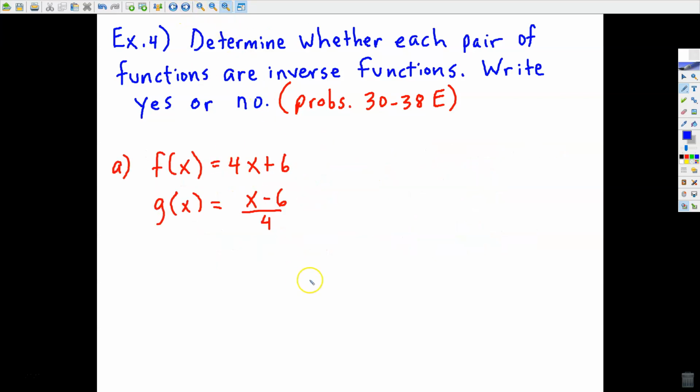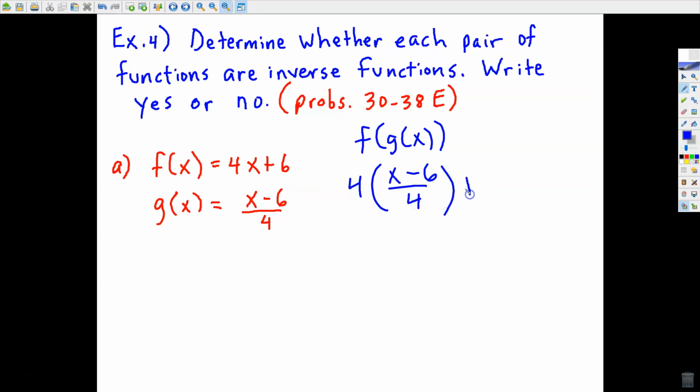So let me show you how that works. The first thing, it really doesn't matter how you start. Let's do f of g of x. So we're going to take the g function, all of it, and put it in for x in the f function. So this is a review of last night's homework. 4 times x minus 6 over 4 plus 6. Well, when I multiply these, the 4's would cancel, and I'm left with x minus 6 plus 6.